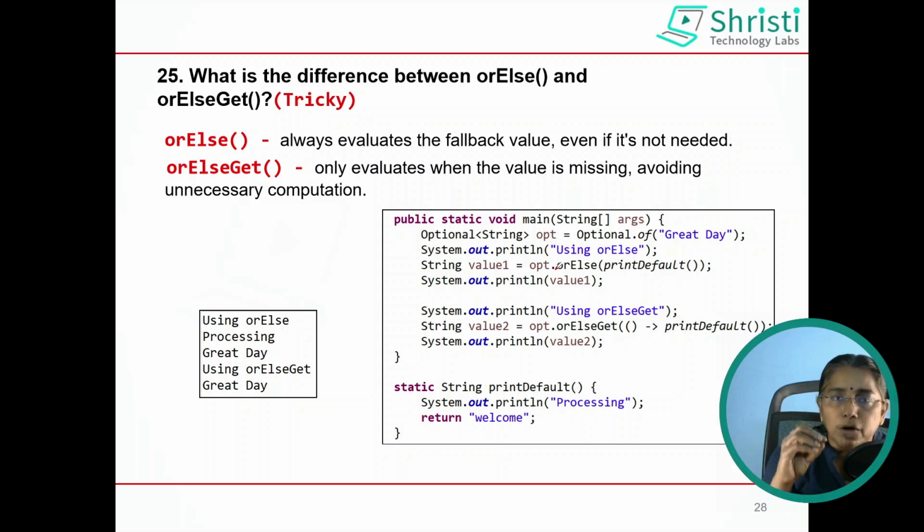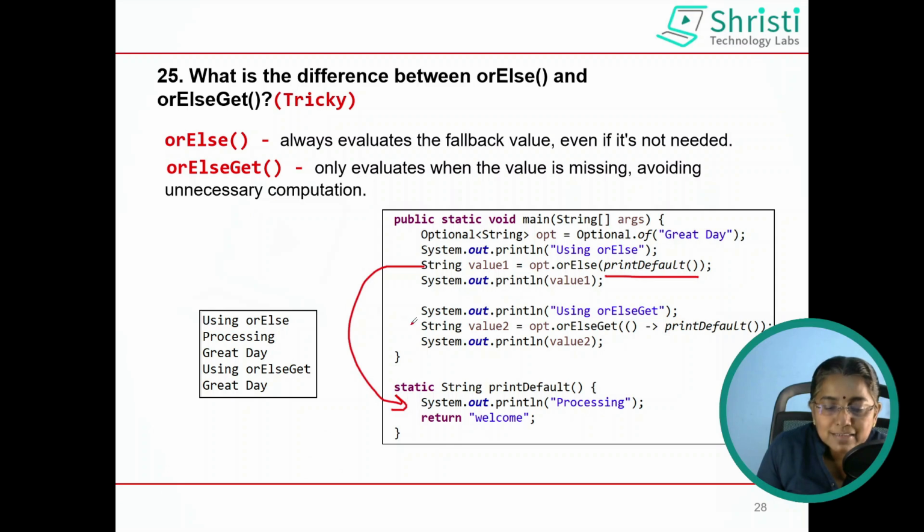The purpose of orElse is to provide a default value. orElse takes a string as parameter. orElseGet also helps to provide a default value. It takes a supplier as parameter. If your Optional is empty, automatically it will enter into orElseGet. From orElseGet you are calling the printDefault method. It is a supplier. It will enter here, it will print processing and it will return welcome. Now the output will be welcome.